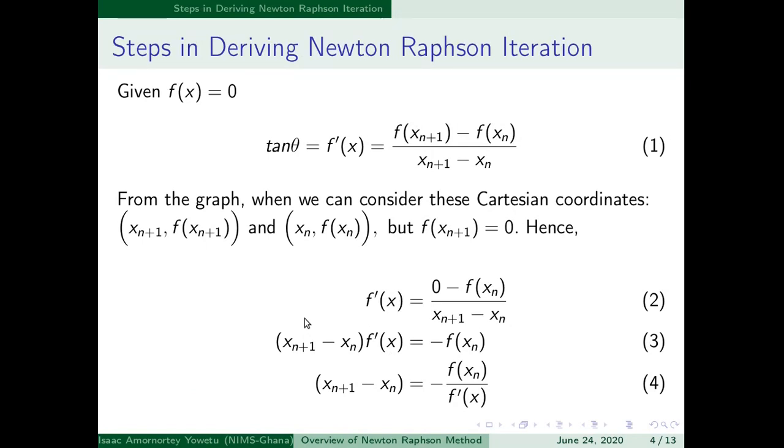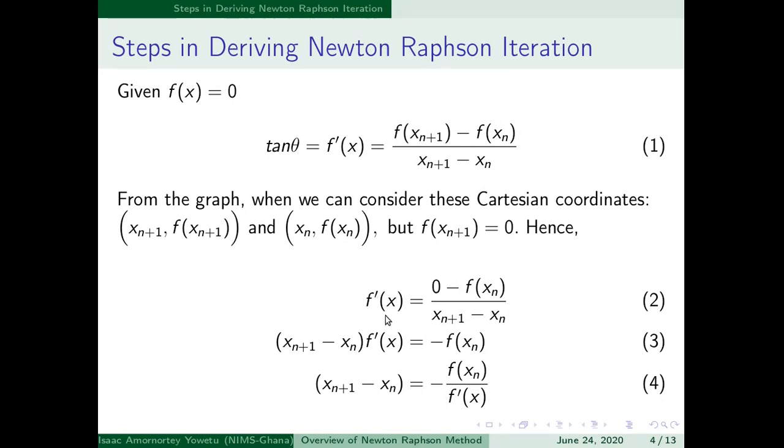We want to now look at the steps in deriving this Newton-Raphson iteration. Given a function like this, you know the derivative is the change in the function with respect to the change in our x. For the graph, we can consider this Cartesian coordinate, x n plus 1 with its functional value, x n with its functional value. And realize in the first loop, our x n plus 1 is equal to 0. Then this gives rise to this derivative function.